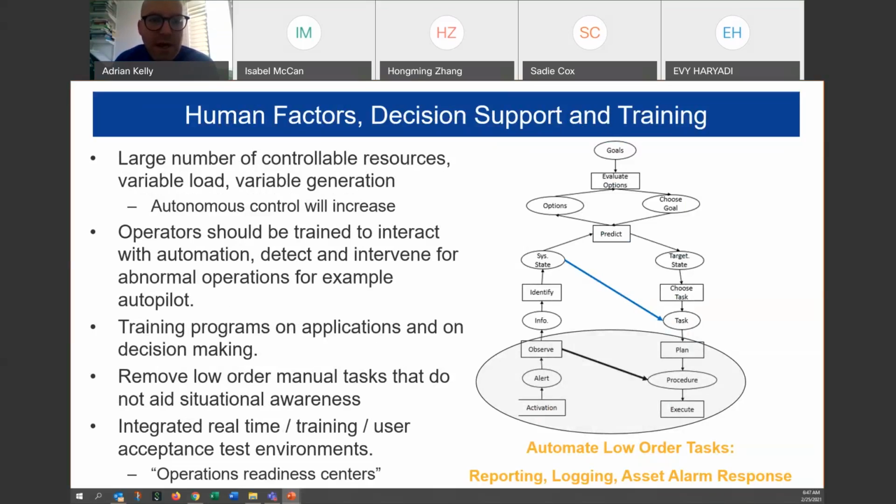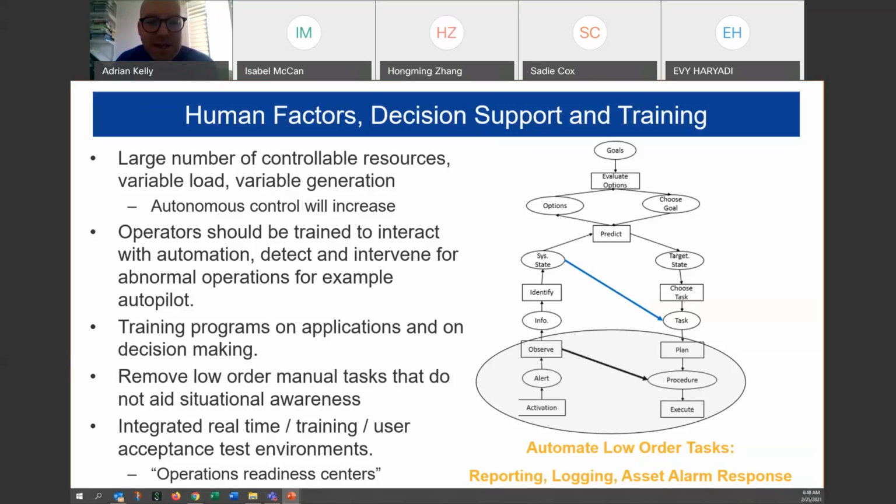So operators should be really trained to embrace this automation, should be trained to detect if automation is not working, and to intervene, to then manually control the system, but not be sitting there doing manual reporting. An example of this would be reporting of a fault on the system. Operators shouldn't have to be typing out this happened, this happened, this happened at this time. This is all in the system, in the databases. It can be automatically developed.